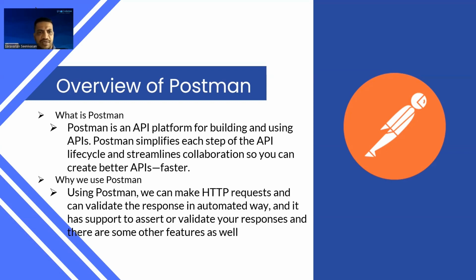JMeter also can do API testing, right? But why do we use Postman? Using Postman, we can make an HTTP request, and there are a lot of test assertions you can write by writing JavaScript and using the Chai library, which is supported natively in Postman.